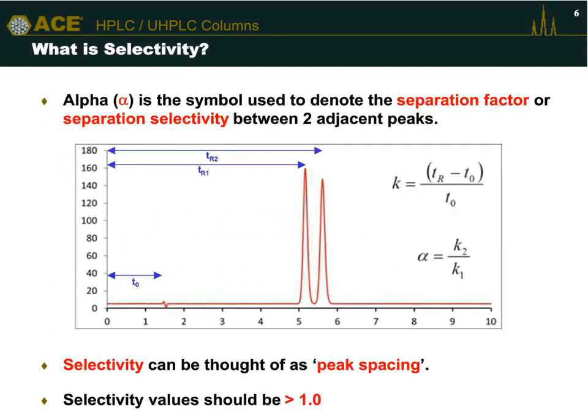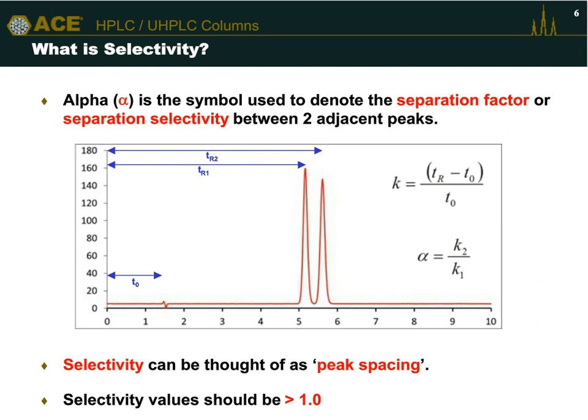So first of all, what is selectivity? Selectivity is a central and key concept in chromatography, and it's described very simply on the screen at the moment. So the selectivity factor or separation factor can be thought of as peak spacing. It is the ratio of retention factors between two adjacent peaks.